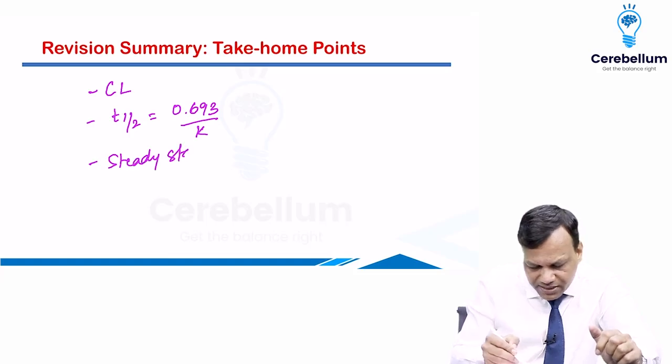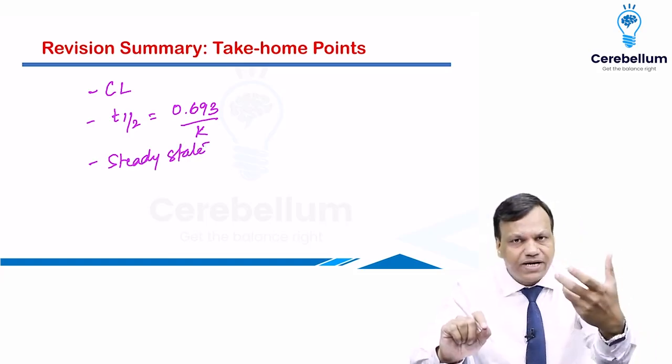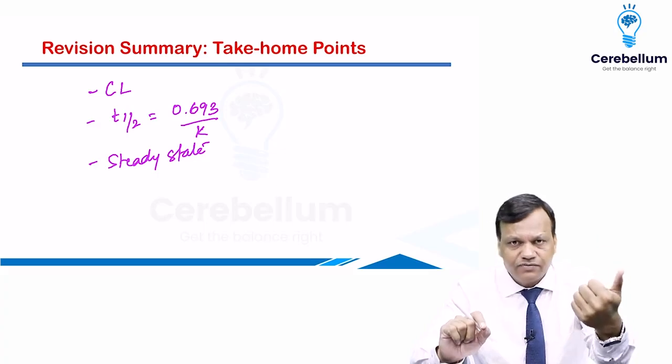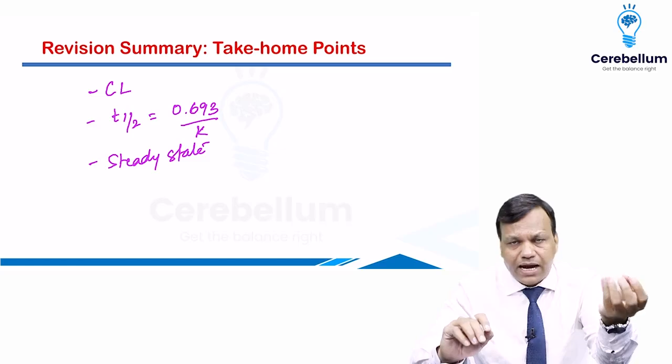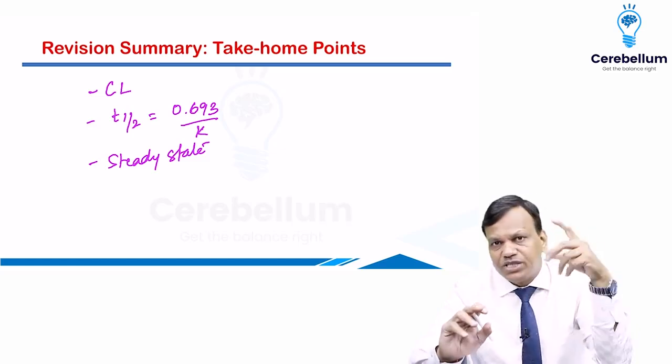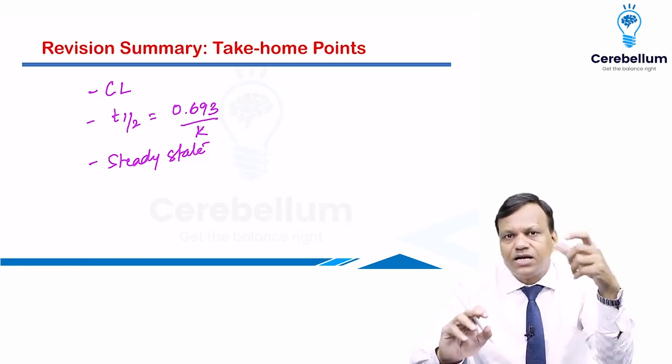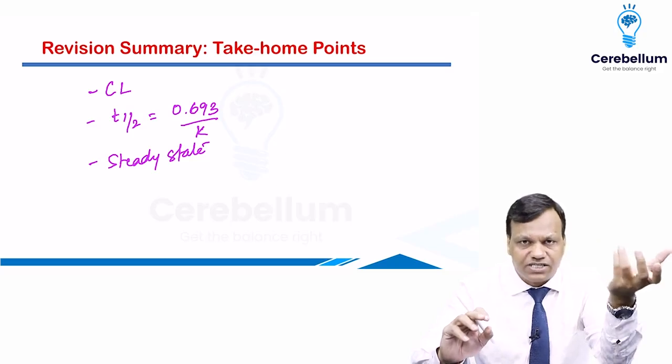Then we discussed the steady state, which is very important. There are 3 important factors in steady state. When it will be attained depends upon half-life, and how much will be attained depends upon dosing rate. And the third important thing is what the variation at steady state will be. It will depend upon the frequency of administration.